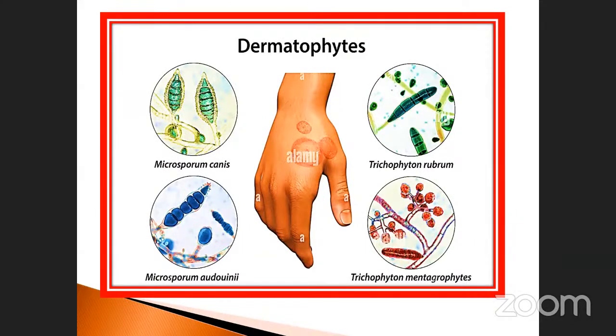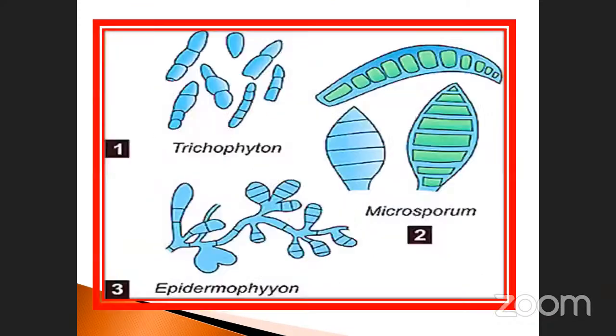See that, dermatophytes: Microsporum canis, Microsporum audouinii, Trichophyton rubrum, and Trichophyton mentagrophytes. So these are the 4 types of dermatophytes that have been reported. When the skin is affected by the fungal disease, the symptom looks like a round shape. That's why it is called ringworm. So these are Trichophyton, Microsporum, and Epidermophyton. These are the 3 genera also.